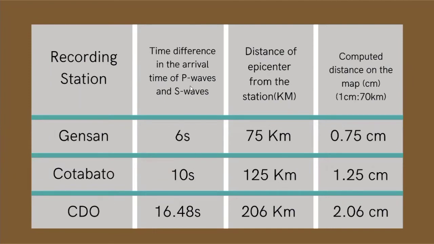The time difference in the arrival of P waves and S waves is 6 seconds at Jensen, 10 seconds at Cotabato, and 16.48 seconds at Cagayan de Oro. And the distance of the epicenter from the station is 75 kilometers at Jensen, 125 kilometers at Cotabato, and 206 kilometers from Cagayan de Oro. Now, for the computed distance on the map, Jensen has 0.75 centimeters, Cotabato has 1.25 centimeters, and lastly, Cagayan de Oro has 2.06 centimeters.